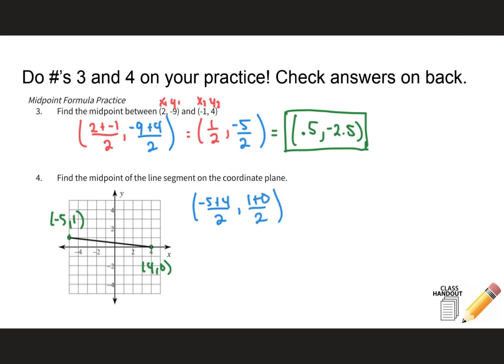So starting with the x values, negative 5 plus 4 is going to be negative 1 over 2. And 1 plus 0 is 1 over 2. So that means my midpoint is going to be negative 0.5, comma 0.5. And if we graph that point, we should clearly be able to see that that's the middle. So negative 0.5 is right here, and we can see there that that is the midpoint, which means that this line segment here is the same length as this line segment, since that blue point there is right in the middle.